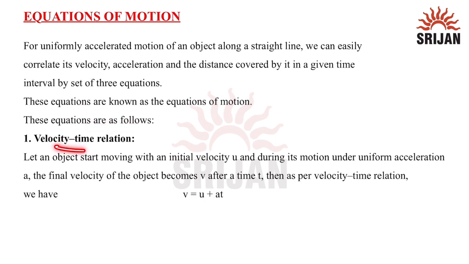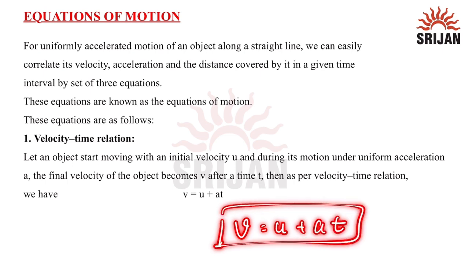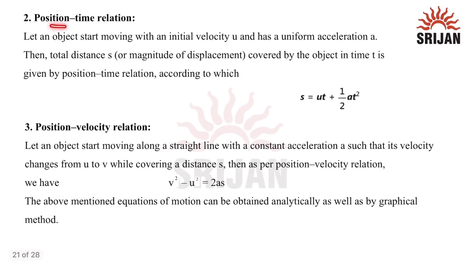These are as follows. First is the velocity-time relation. So let a linear object start moving with an initial velocity u during its motion under a uniform acceleration a, and final velocity of the object becomes v after a time interval of t. So as per the velocity time relation, we have v equals u plus a t.